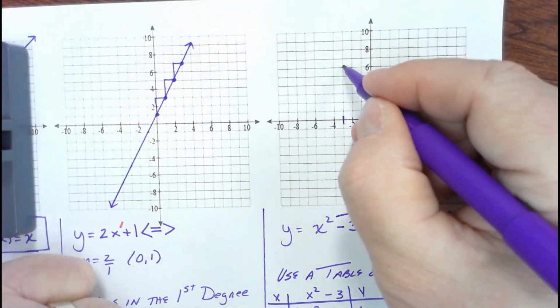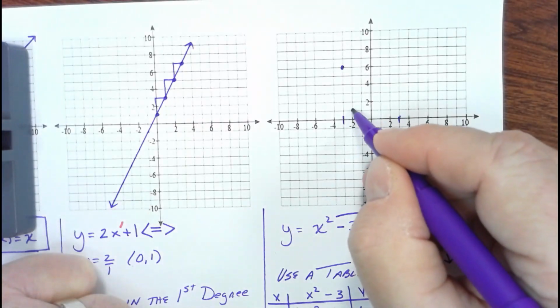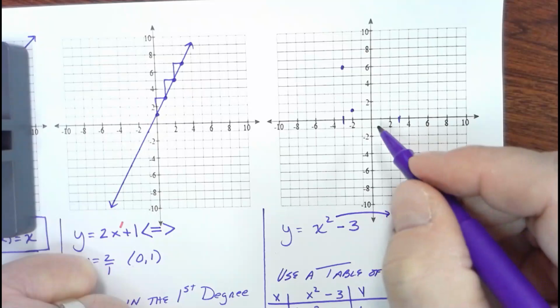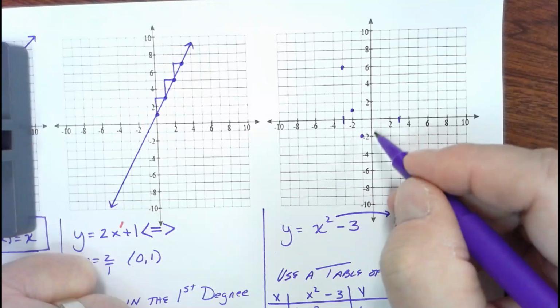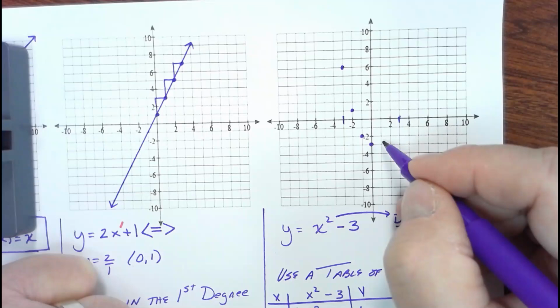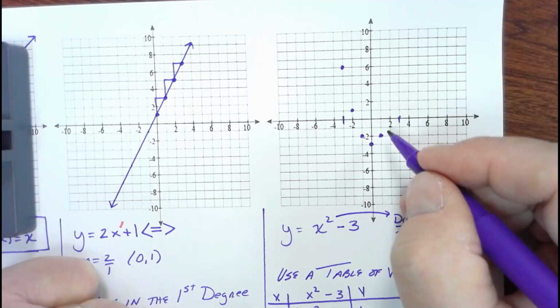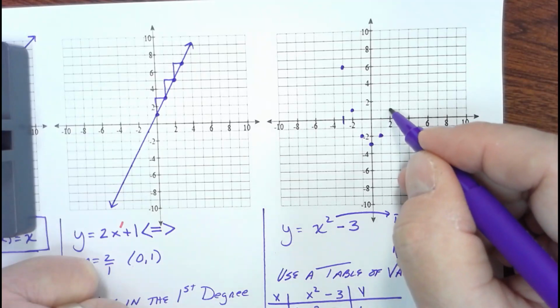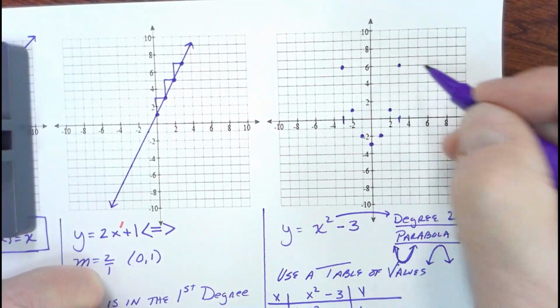-3, +6. -2, +1. -1, -2.0, -3.1, -2.2, 1.3, 6.